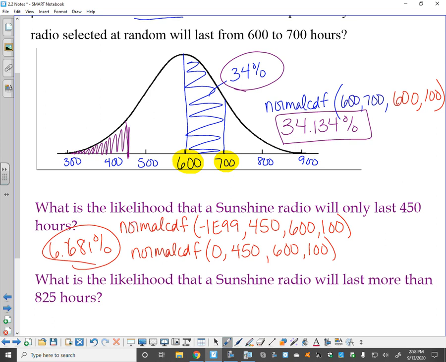There's a 6.681% probability that a sunshine radio will only last up to 450 hours. Okay. And I knew that should be a small percentage because look at what we shaded in. That's really, really small. So that totally makes sense.